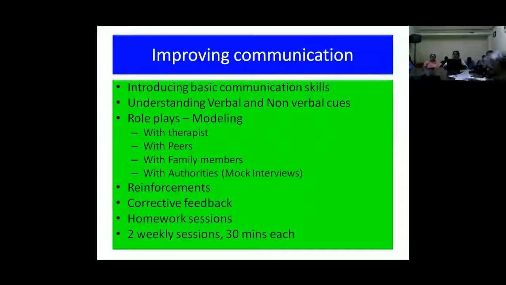As part of improving communication, he was taught the basic verbal and non-verbal cues. He was taught interview skills, how to approach a bank, and to be assertive. This was done by role play and modeling with the therapist. Other persons who attend the day rehab program were also included in modeling and role play. Here, his brother was also involved in the session to mutually understand the interpersonal problems. He was motivated and was given corrective feedback with homework sessions.